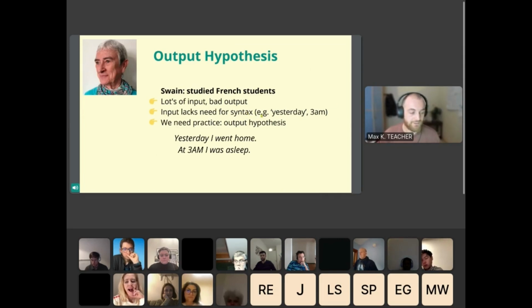So, for example, if you understand a lot of phrases like this one, yesterday I went home at 3 a.m. I was asleep, you can understand those sentences perfectly because you look at yesterday and at 3 a.m. and you see, therefore, that the sentence is in the past, right? But now you've understood these sentences without inferring the past tense. So you don't need to understand grammar in order to understand sentences, is what she says.